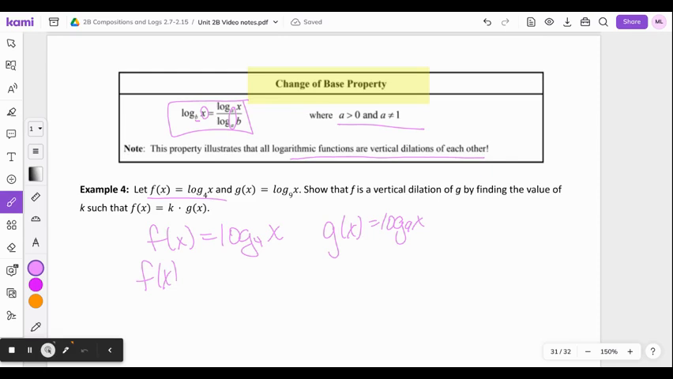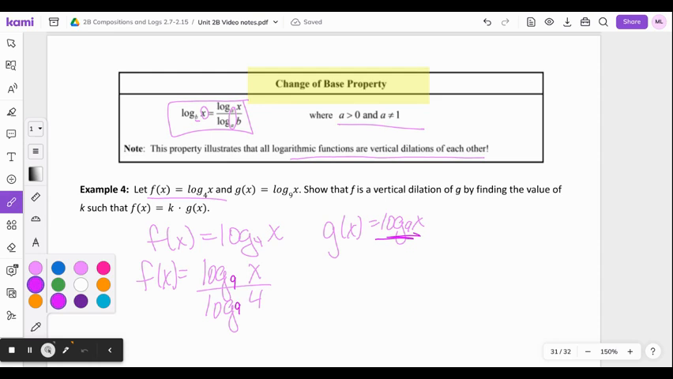So let's use our change of base property to rewrite f of x. So it's a log base 4 of x. That means we can use any base we want, and we would do log whatever base of x over log whatever base of 4. And since we've got g of x that's a base 9, let's use base 9 for both of them. It wouldn't matter the base. It could be base 10, it could be ln, it could be any base you'd like.